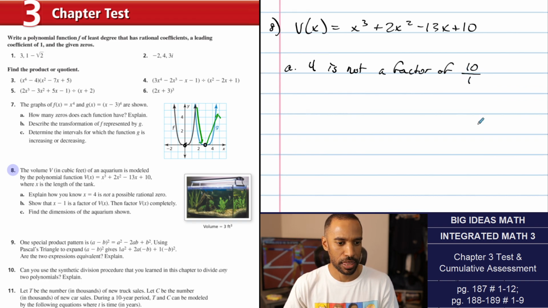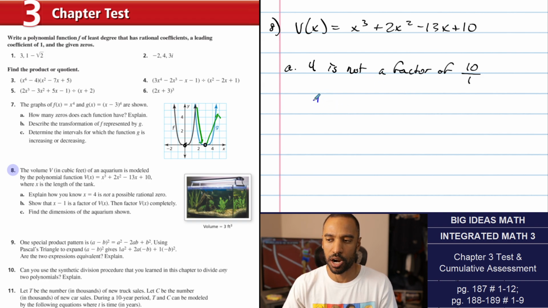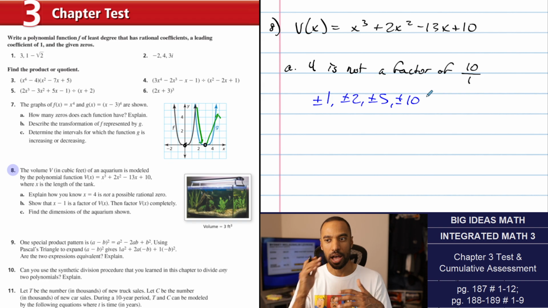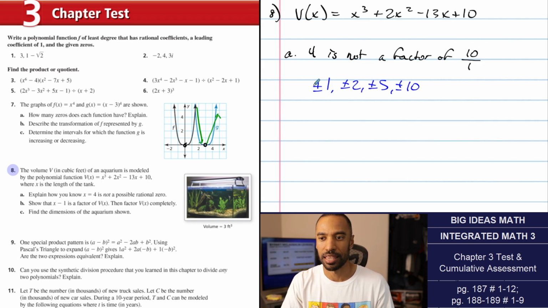Your options are plus or minus, and all these numbers divide by 1. So what are factors of 10? 1, 2, 5, and 10. 4 is not among them. It's not one of the possible rational zeros that can exist in this set.